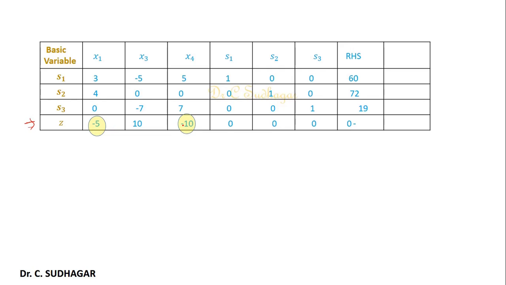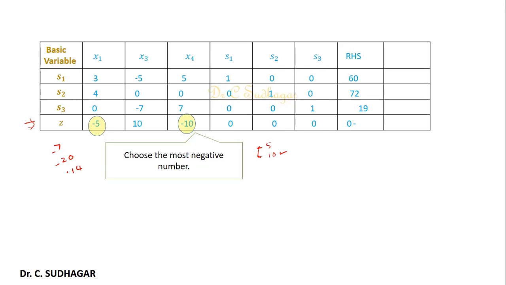Out of the negative numbers, choose the most negative number. What is the meaning of most negative number? So minus 5, minus 10, forget about the symbols, choose the bigger one. That is called the most negative number. If you are having 7 and 20, minus 7, minus 20, 14, don't take the positive numbers, see only the negative numbers. In the negative numbers, remove the negatives, and of 7 and 20 choose the bigger one. Okay, so this is called the most negative number.